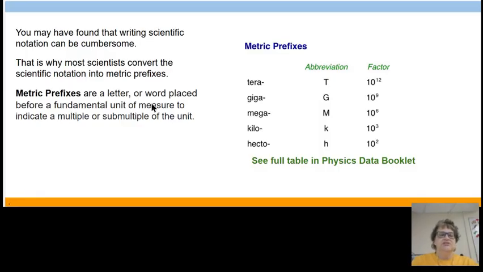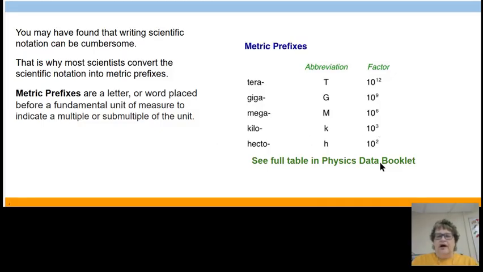Metric prefixes are letters or words placed before a fundamental unit of measurement to indicate a multiple or submultiple of the unit. So what that means is things that you might be familiar with, like kilometer, right? Kilo is one of our prefixes. So when we're saying 1 kilometer, we're really saying 1 times 10 to the third meters. It's just easier to write kilo than it is to write 1 times 10 to the third.